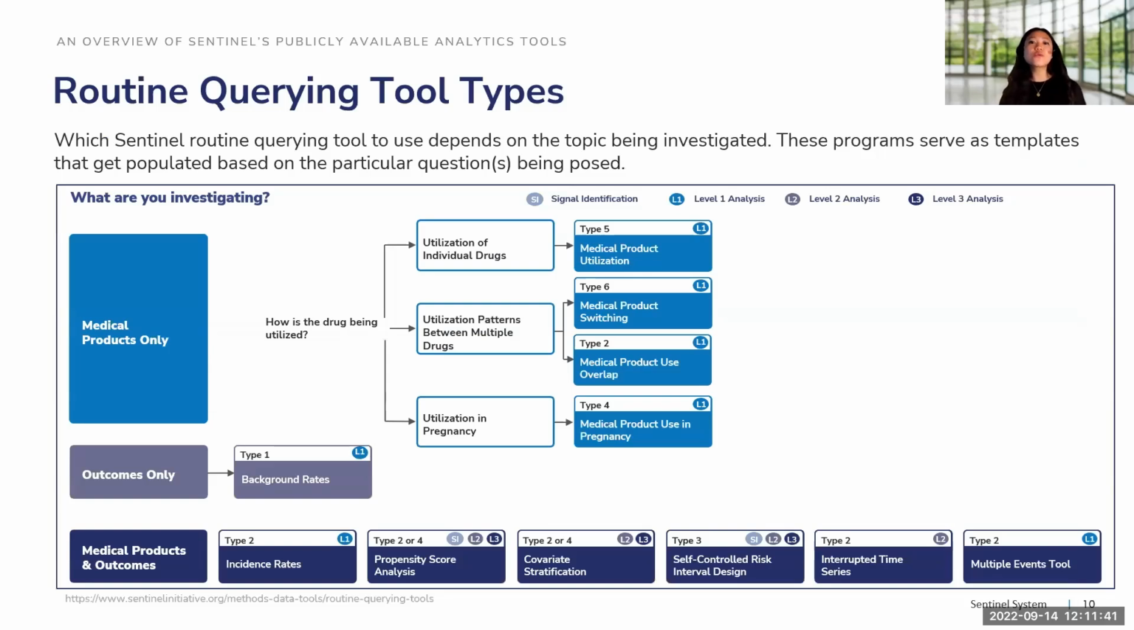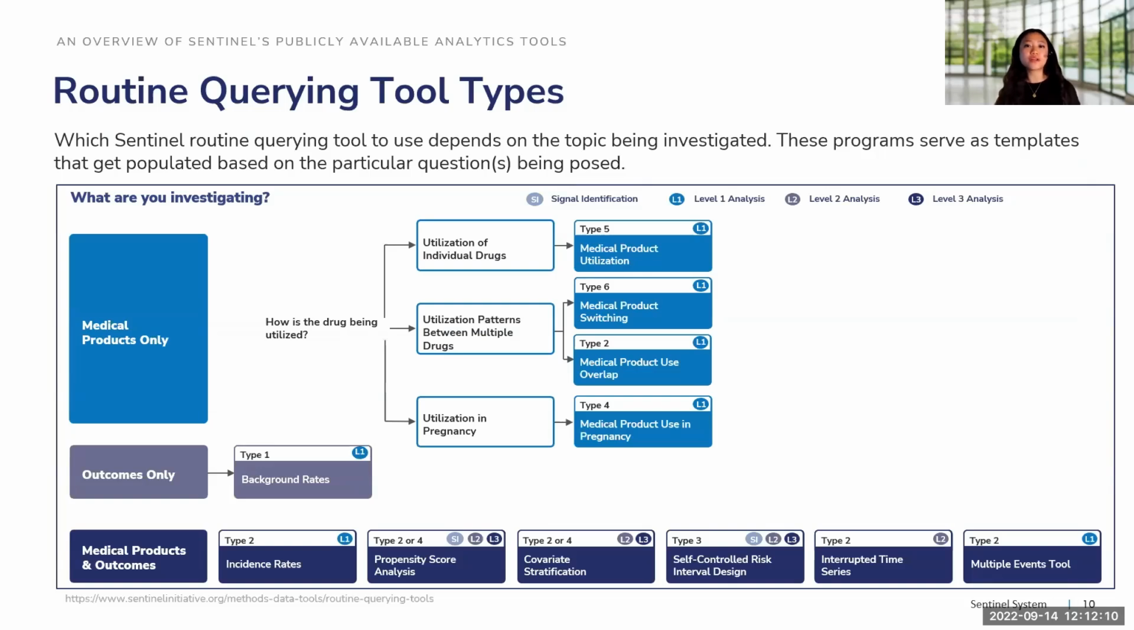The Sentinel routine querying tool that is used depends on what you are investigating. These tools, which are operationalized in SAS programs, serve as templates that get populated based on the particular questions being posed. On the left, you can see the 3 larger topics that can be studied in Sentinel: medical products only, outcomes only, and medical products and outcomes.